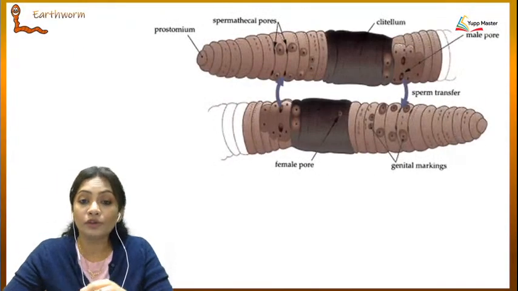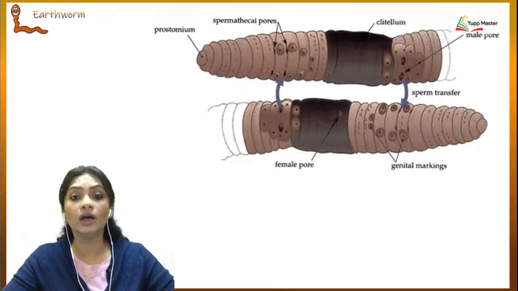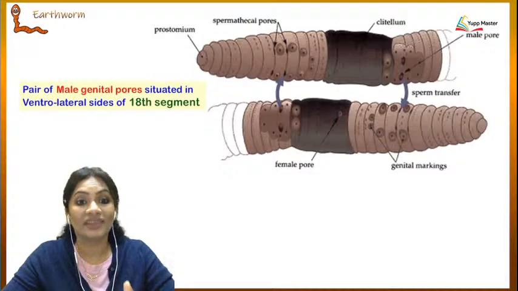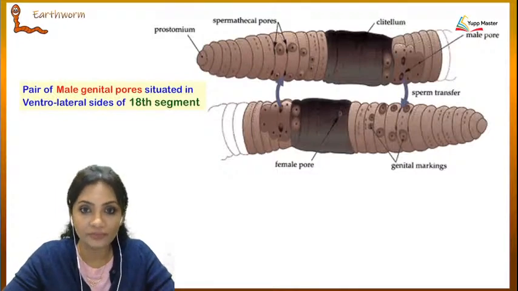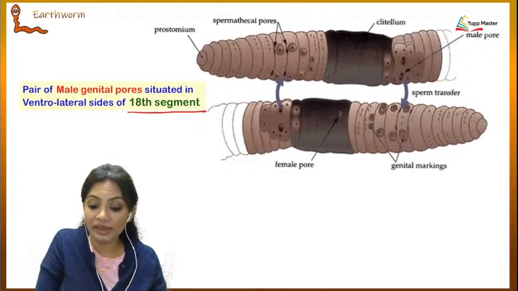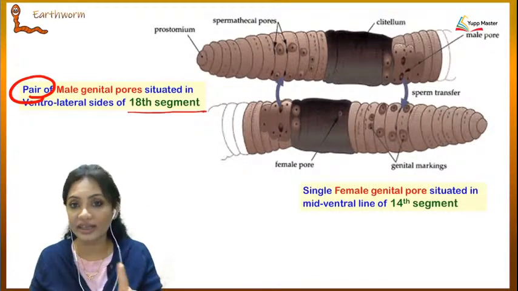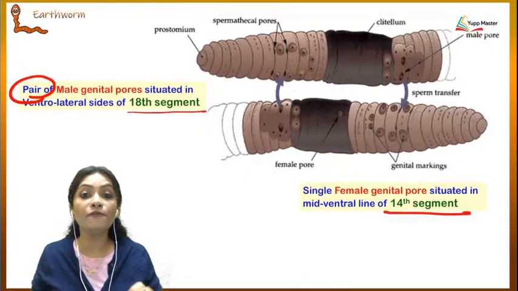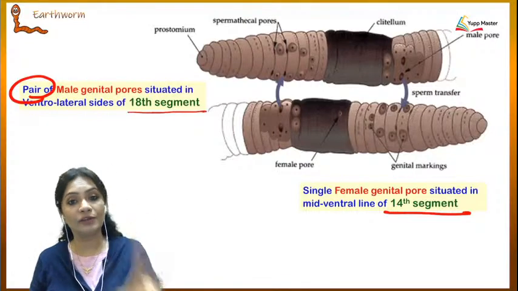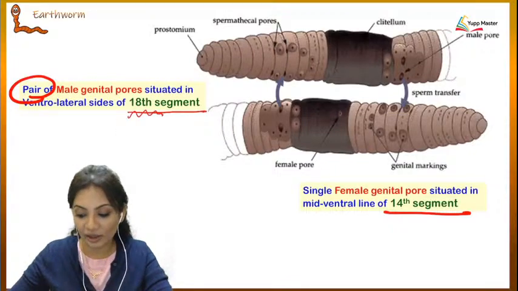Then if you remember from our last lecture, where I told you the positioning of the pores. Okay, there are male pores present, and there are female pores present too. There is a pair of male genital pores. Where is it present? On the 18th segment. Remember, those male genital pores are paired, and the female pore is a single pore. But where is that single pore present? It is present on the 14th segment. Okay, so the male pores are paired, and the female pore is a single pore. The male ones are located on the 18th, the female is located on the 14th.